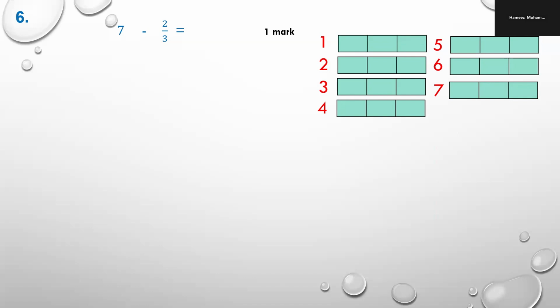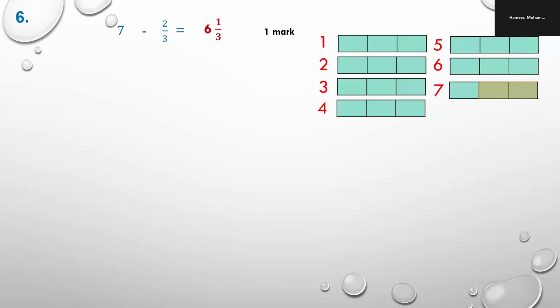Good. So now that we know that, we have 7 wholes here, each whole has 3 parts, we can now minus 2 of those parts, or 2/3. So when we look at it visually here, we can easily see what our answer is. We have 1, 2, 3, 4, 5, 6 wholes, and 1 little part remaining. So 6 and 1/3, and the question is finished.